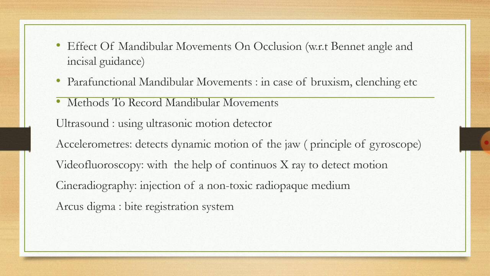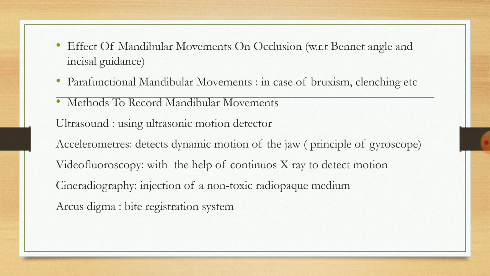Next, we need to write about parafunctional mandibular movements, that is in case of bruxism or clenching or any type of habitual movement which the patient may show which is different from the functional movement, called parafunctional. So we need to write about this, that in some patients we also see some types of parafunctional mandibular movements which are not that regular and which may harm the temporomandibular joint and muscles, so they should be taken care of. After mentioning parafunctional movements, lastly we need to write about the methods to record the mandibular movements.